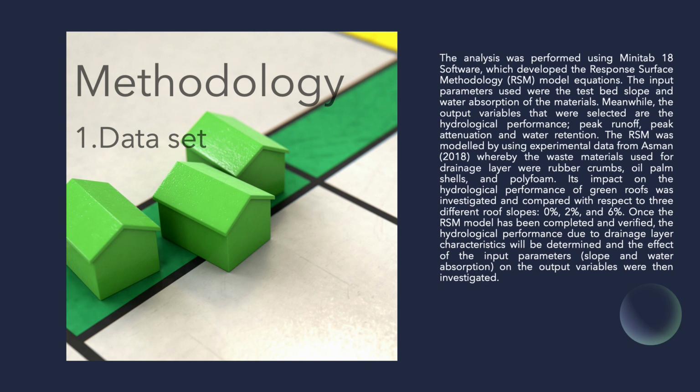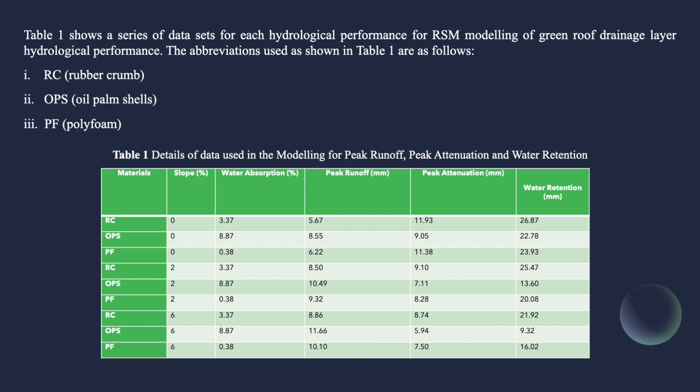The analysis was performed using Minitab 18 software, which developed the response surface methodology model equation. The input parameters used were the test bed slope and water absorption of the materials. Meanwhile, the output variables that were selected are the hydrological performance: peak runoff, peak attenuation, and water retention. The RSM was modeled by using the experimental data obtained from Asman 2018. Table 1 shows a series of data sets for each hydrological performance for modeling of the green roof drainage layers. RC represents the rubber crumbs, OPS the oil palm shell, and PF the polyfoam.